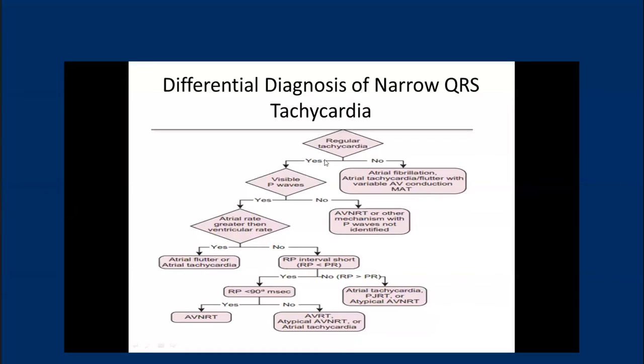And if the tachycardia is regular, then the second part is looking at the P waves, whether they are visible or not. If they are invisible, as I said, they are buried within the QRS complex, and thus AVNRT is the most likely diagnosis. If they are visible, we need to look at the correlation between the atrial rate and the ventricular rate. If we have more P waves compared to the QRS, then that is atrial flutter or atrial tachycardia with a degree of conduction block. But if the conduction is one-to-one, then we need to analyze the RP interval. If the RP interval is very short, it's most likely to be AVNRT, and if it is longer, it's more likely to be atrial tachycardia. And a duration that results in equal RP and PR intervals is commonly seen in AVRTs.